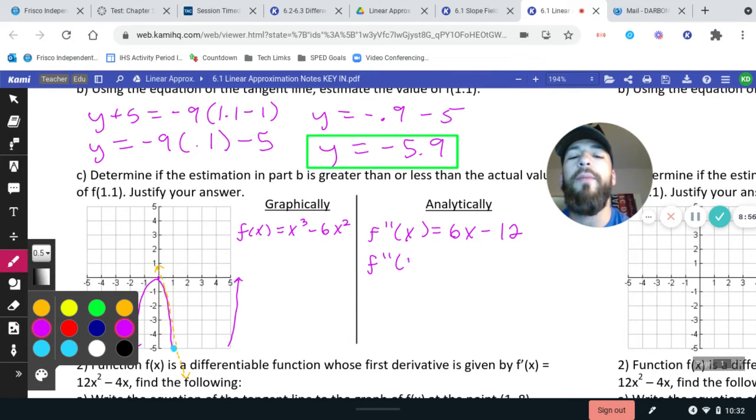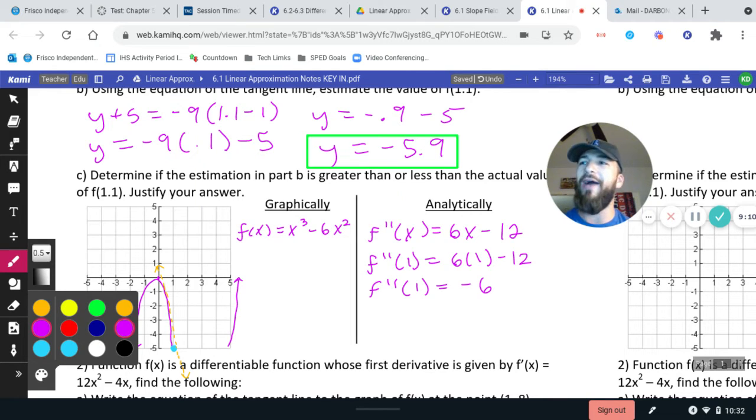So f double prime of 1 is equal to 6 times 1 minus 12. So f double prime of 1 is equal to negative 6. Because my second derivative was negative at 1, that means my original function is concave down, which means it is going to be an over approximation, because concave down means tangent lines lie above the graph.